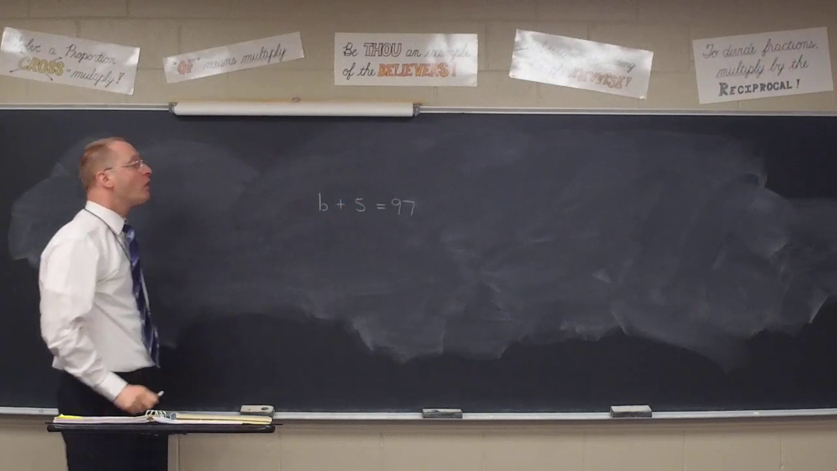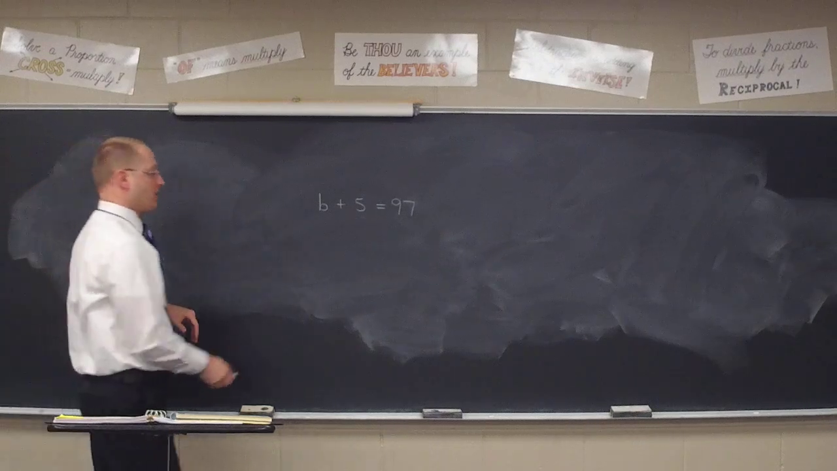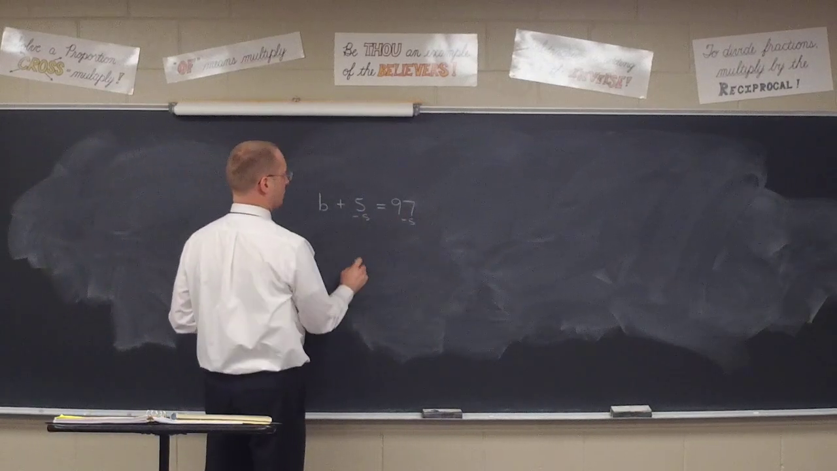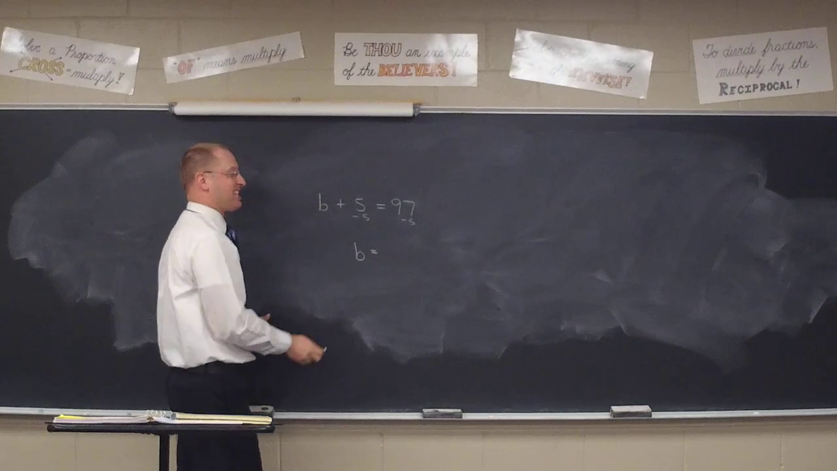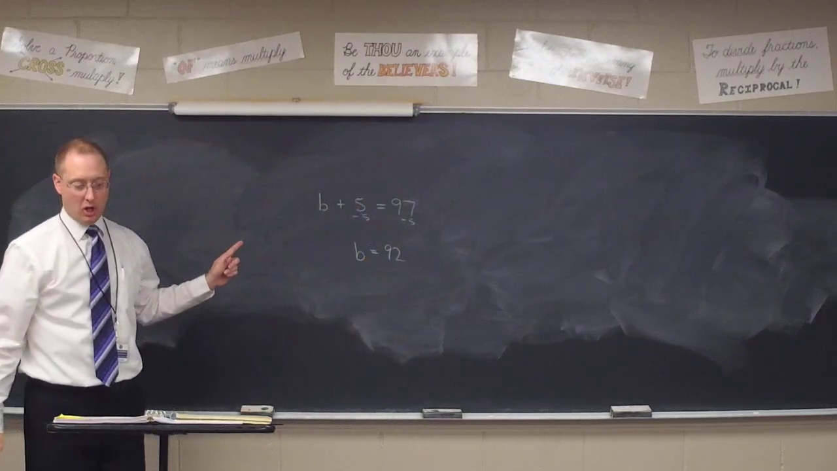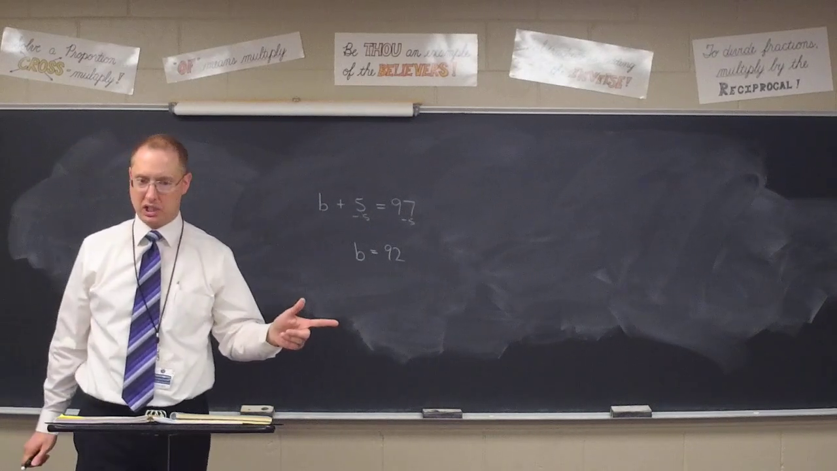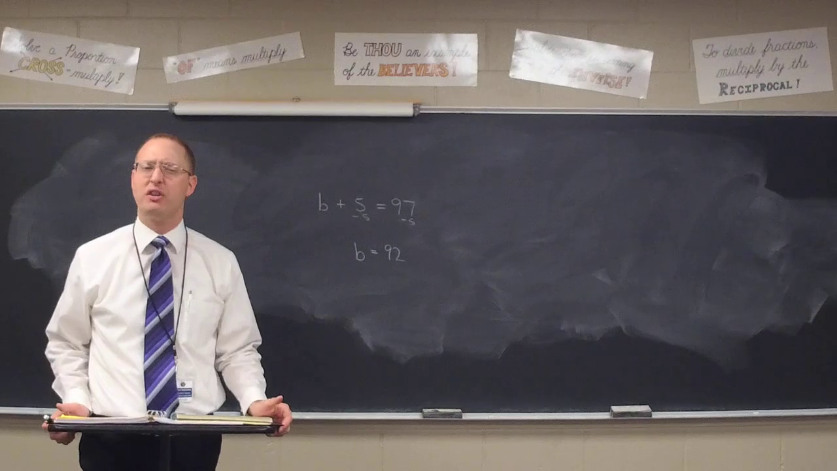Doesn't really matter though, because to solve, class, what do I got to put on both sides? A negative 5. And we can do this in our heads pretty easily. B, or whatever your letter is, class, equals 92. Now, questions on this first one? This was your first time trying to figure out the equation on your own since I taught it. Any questions? Say, how did you figure that out?